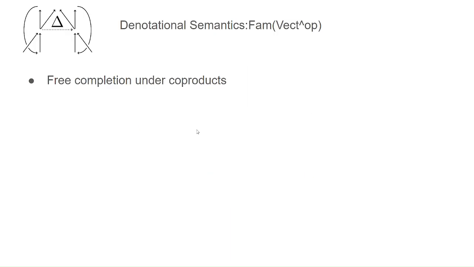So let's talk about the denotational semantics of the target language. This is the category FunVect^op. It's just the free completion under coproducts of the dual of the category of vector spaces and linear transformations. If you don't know what this is, I will give the explicit definition. The objects are pairs of a set and a family of vector spaces. You can think of a space and the family of tangents for each point of this space.